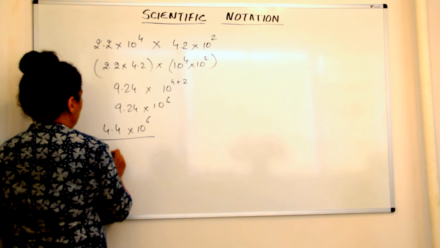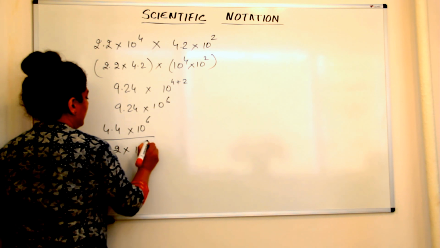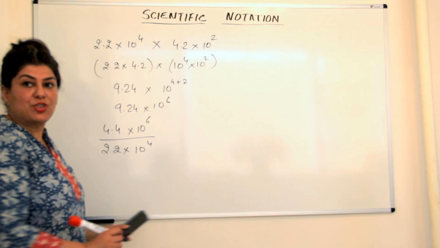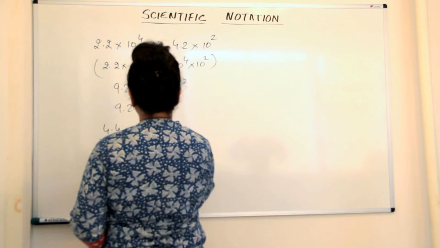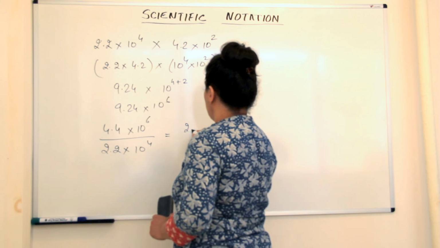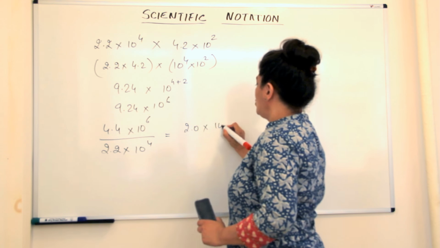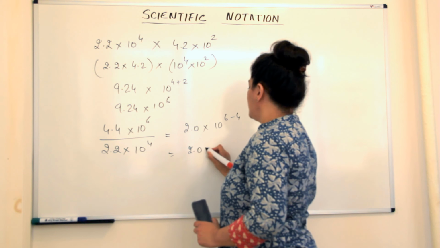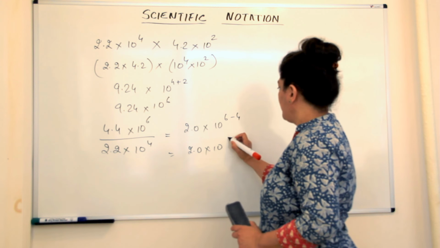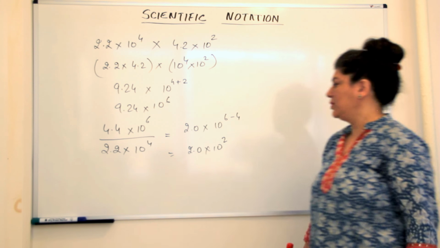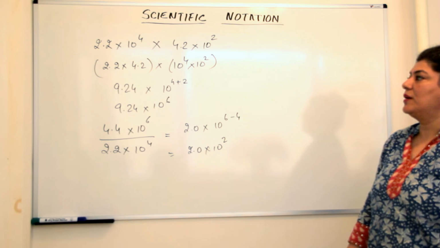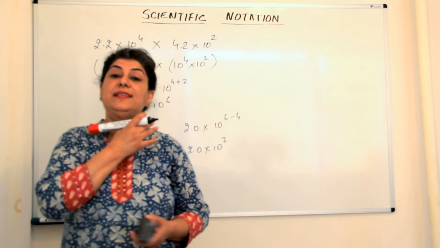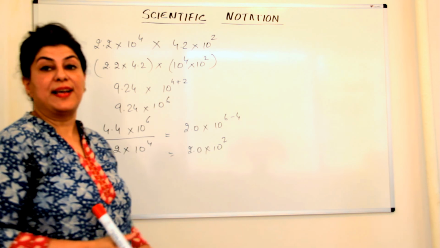For division, let us say we had 4.4 into 10 to the power 6 to be divided by 2.2 into 10 to the power 4. Again, the numerical part and the exponential part have to be handled separately. This will be equal to, this is 2, so it will be 2.0 into 10 to the power 6 minus 4, which is 2. So 2.0 into 10 to the power 2.